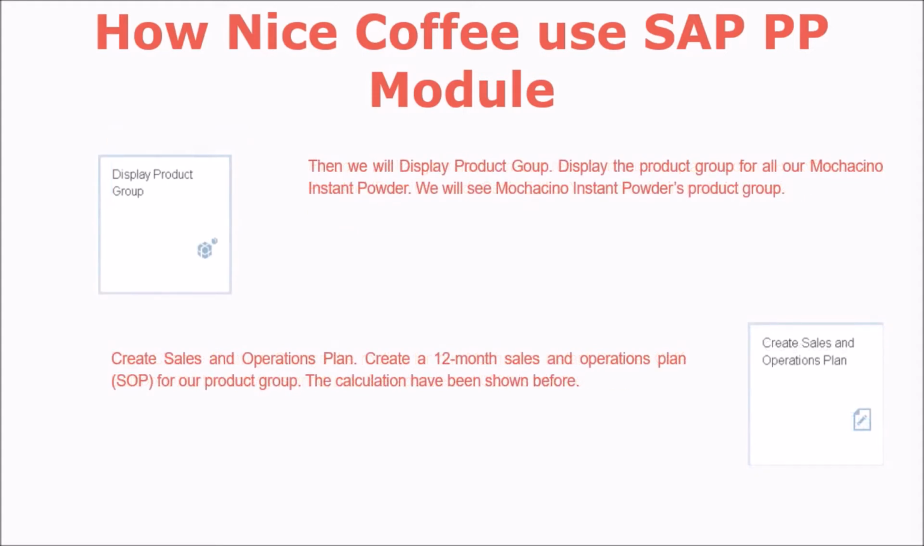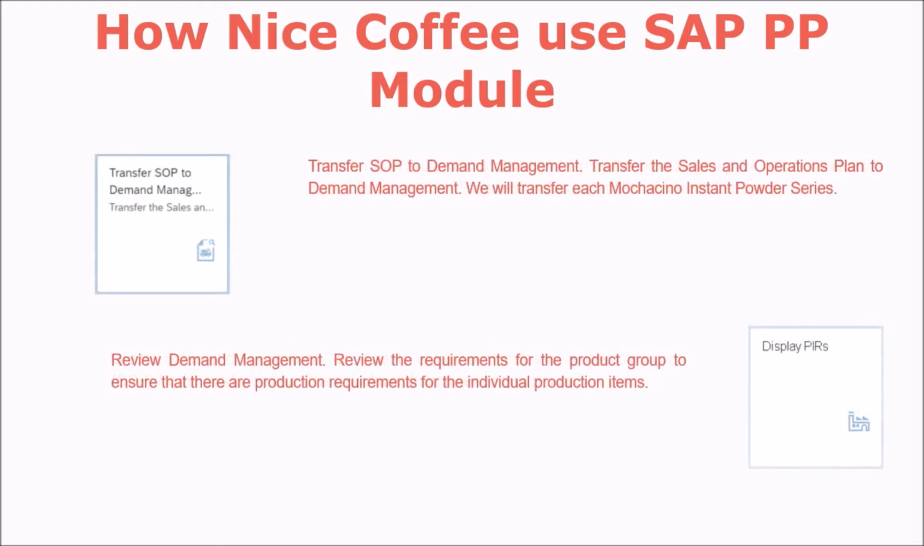product group. So we will see the Mochaccino inside the product group, and then create sales and operation plan, create a 20-month sales and operation plan for our product group. The calculation has been shown before, and then we transfer SOP to demand management. We transfer each Mochaccino instant powder series, and then review demand management, reviewing the requirement of the product group to ensure that there are production requirements for the individual production item.